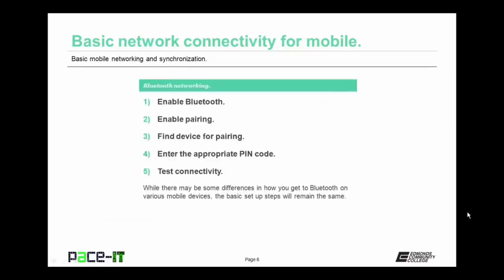Another type of network connectivity for the mobile device is Bluetooth. A lot of them come with Bluetooth networking. Now, how do you do Bluetooth networking? Usually it's from the settings page on your mobile device. First off, you enable Bluetooth. Then you enable pairing, and then you find the device for pairing. It usually comes up on the screen. Enter the appropriate PIN code when requested, and then test for connectivity. And while there may be some differences in the process, the basic steps remain the same.